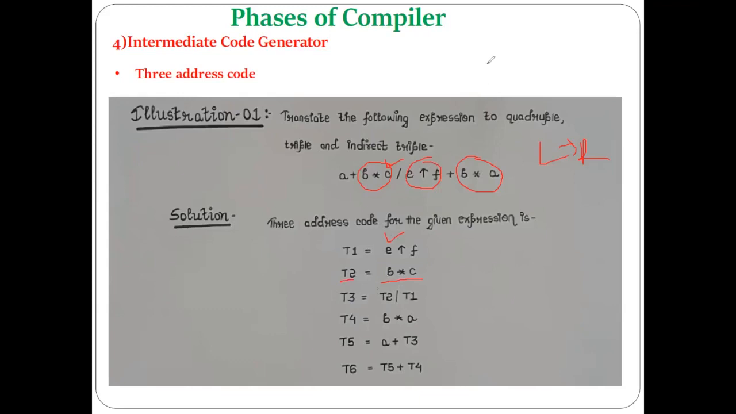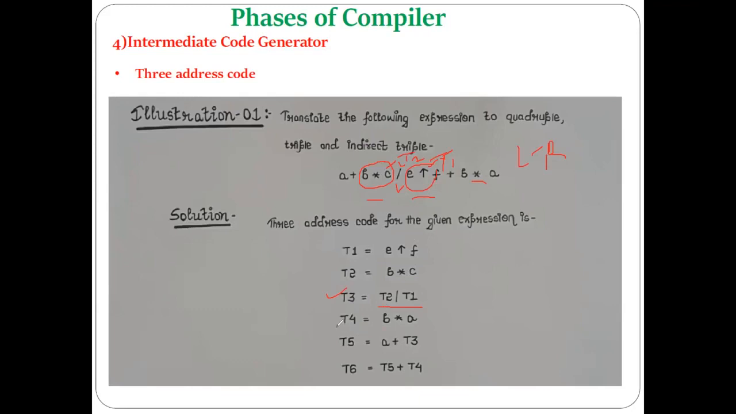Understood? Now two expressions we have evaluated, and three address code is generated for them, e raised to f and b into c. The result of e raised to f is in t1, and the result of b into c is in t2. Now the third temporary variable will be generated as t3, and the three address code will be written like this: t2 divided by t1. Here the division and multiplication operators have the same precedence, so here also you have to follow left to right associativity. So first preference will be given to this division. That is the reason we write t2 divided by t1, meaning b into c divided by a raised to f, because t2 contains b into c and t1 contains a raised to f.